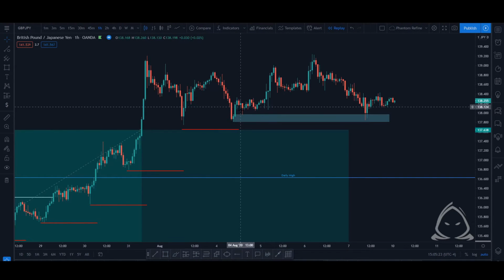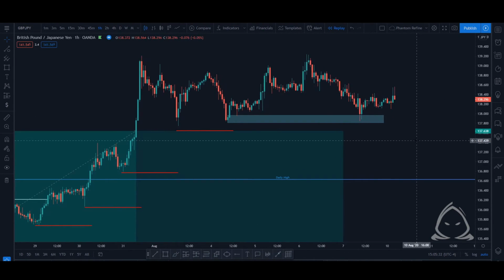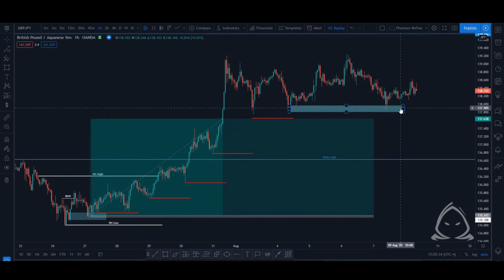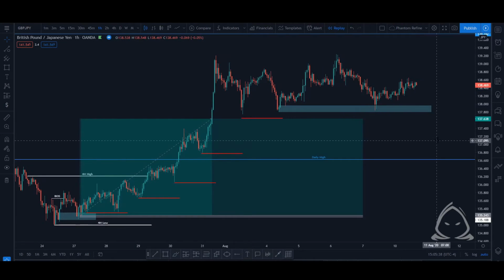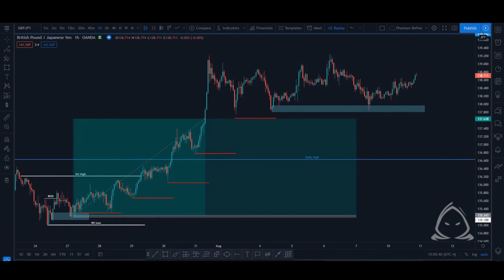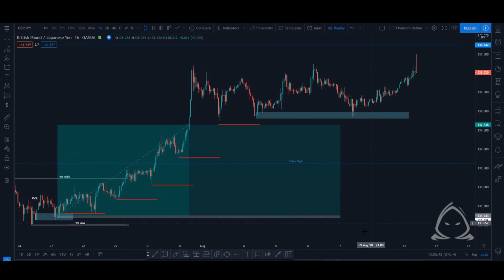We had imbalance, the imbalance got tested, price moved to the upside. You can see it was just barely tapped into it. We've tapped into the order block one more time, and we can see what happens next. We'll see if this order block holds. Speed that up a little bit.